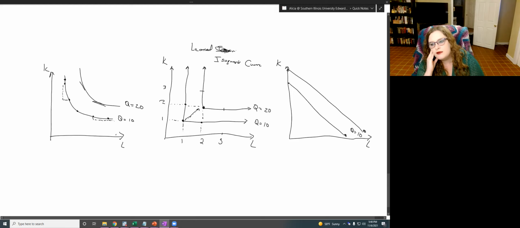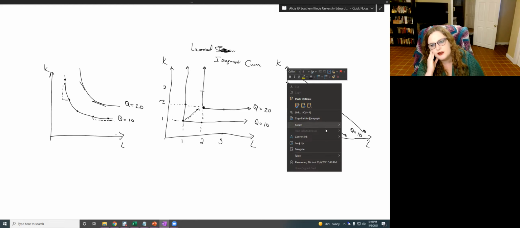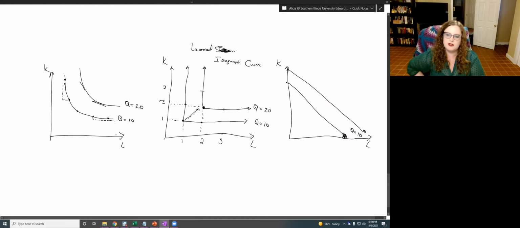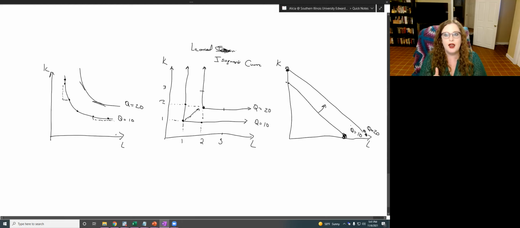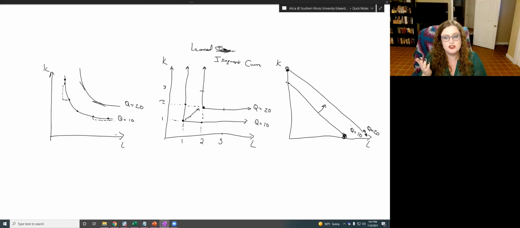Maybe Q equals 10. Maybe we can make 10 by using only machines right here. Or we can make 10 by using only labor right here. Or we can either increase capital or labor and make maybe Q equals 20. In this case, when we have these flat ones, we know that these are pretty much substitute factors of production. So the closer we get to having a flat line, these are ones where we're just going to go for whichever one's cheaper. If one machine can make my ceramic mug or one person can make my ceramic mug, then I'm going to just employ whichever one is cheaper. If the machines are cheaper, get machines. If the worker is cheaper, get workers.